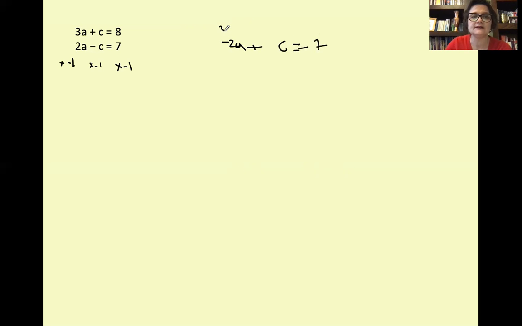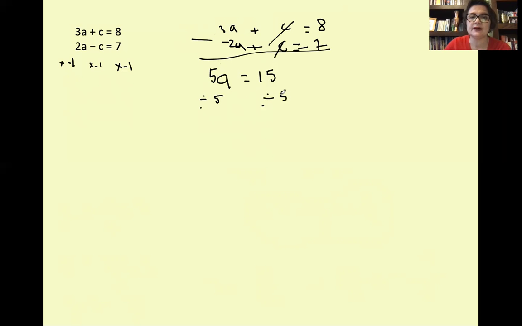And the top one stays the same, 3a plus c equals 8. Now, can you see how I can get rid of the c easily? Take away: 3a minus 3a, 2a becomes 5a. Cancel these two out. 8 minus 7 becomes 15. And so divide by 5 both sides. So a is 3.